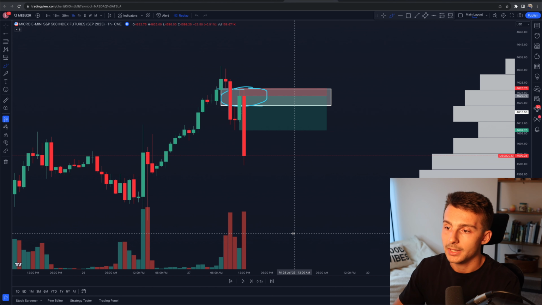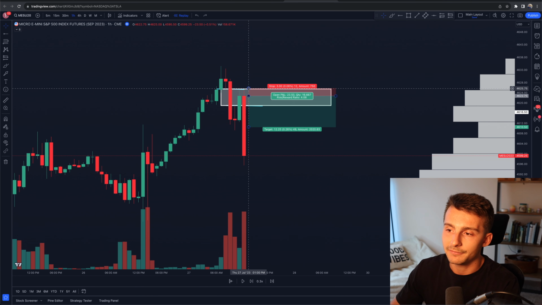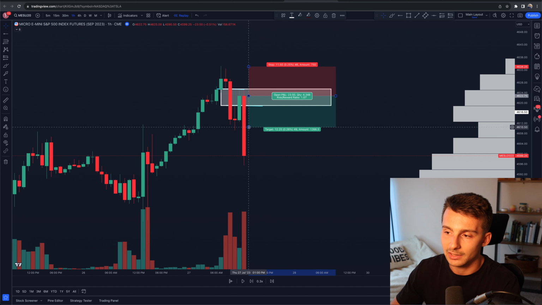Boom. Awesome. Now, in this case, you can bring the stop loss up. I'll show you an example now. If I were to have the stop loss a bit wider, maybe this is going to affect my risk reward.